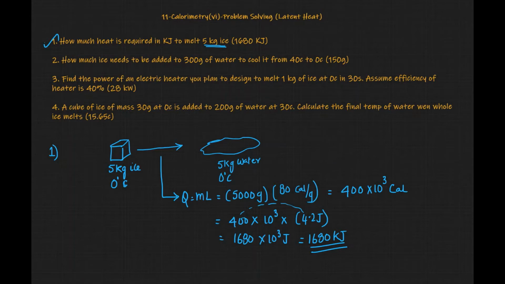Let's do the second one. How much ice is required to be added to 300 grams of water to cool it from 40 degrees Celsius to 0 degrees Celsius? So this is a typical calorimetry problem. So let us draw this problem.